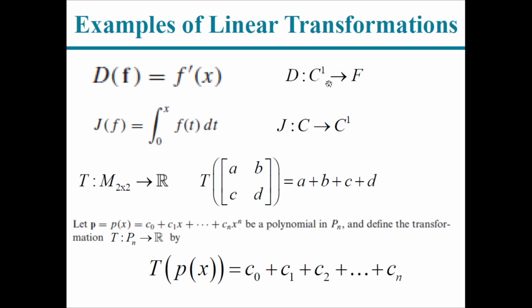So it takes as an input a function that is differentiable, and it associates to it another function that could be continuous or not. So you have a transformation that is derivative or differentiation of a function, and it takes a continuous function as input and gives you another function, the derivative, as output. So that's a linear transformation because it satisfies the two conditions of linearity.